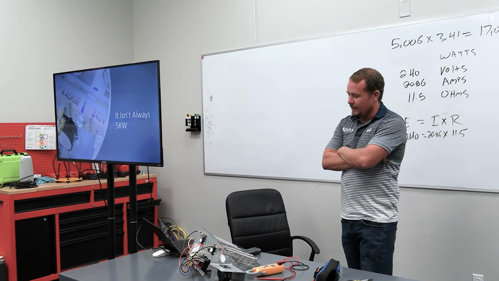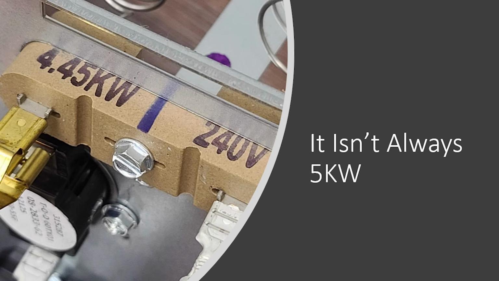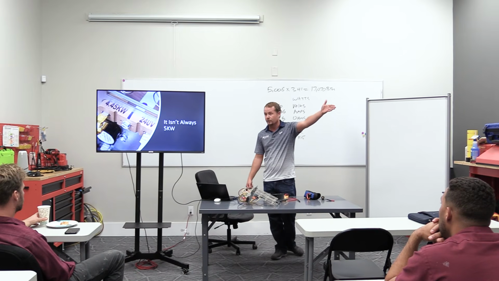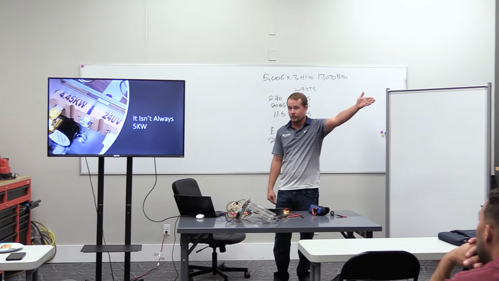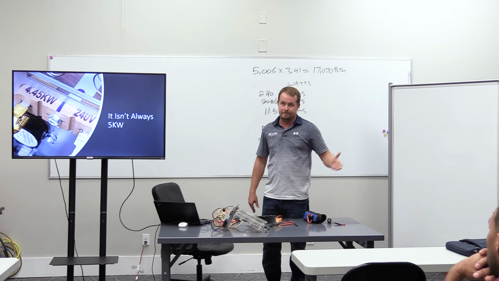It isn't always 5 kW. Just because you see a single heat strip that looks like this, don't count on the fact that this is a 5 kilowatt heat strip. It's an individual heat strip, but look at the actual strip to tell you what it is, or look at the data tag. And right here, it shows you 4.45 kilowatts at 240 volts on this one. This one's rated at 240. What was this one rated at on the data tag? 230, right? So it changes.